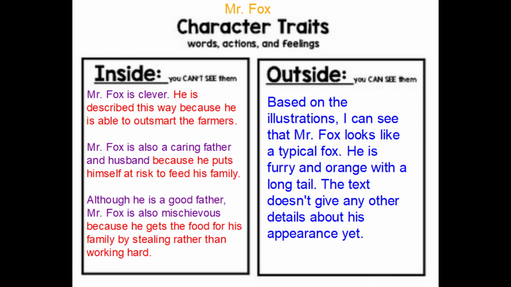What about caring? How did I know he was caring? I know he's caring because he puts himself at risk to feed his family. That's my evidence. That's something he did in the text. And what about mischievous? How do I know that? Well, because he gets the food for his family by stealing rather than working hard. That's something else he did in the text. So my evidence is the actions of the character. Their actions tell me what they are like on the inside.